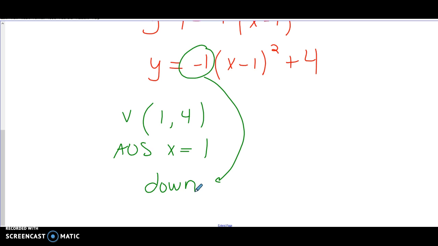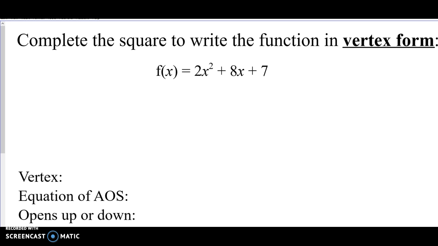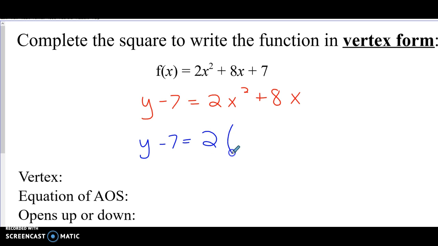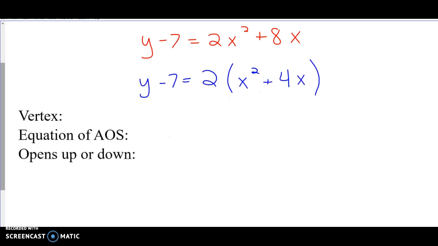Okay? So now that you've seen the one with a different A value, I want you to go ahead and do this one on your own. So we rename it as y, subtract the 7 over, equals 2x squared plus 8x. Okay, my next step, I would factor a 2 out of the right side, which is going to divide both of these terms by 2. Okay, now we go y minus 7 blank equals 2 x squared plus 4x blank.